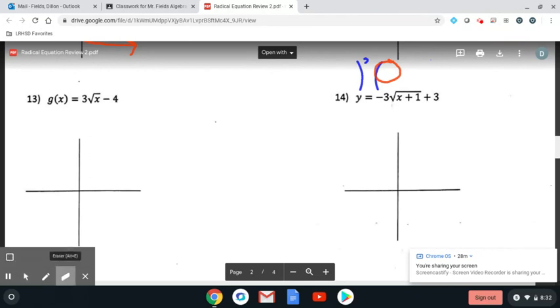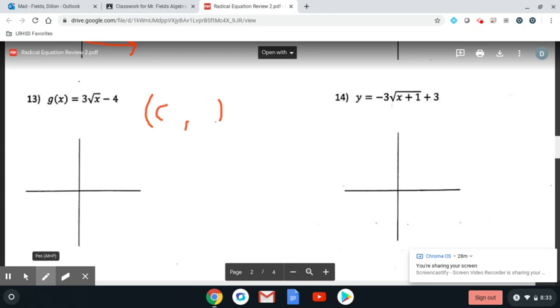Okay, last two we're going to go over are 13 and 14. All right, so when you guys are looking at number 13, same thing, get your starting point. But in this case, it's a little different because nothing's with x under the radical. If you don't see anything plus or minus with x, your x value is just going to be 0. Your y value is going to be a negative 4. So that means that we're going to go down 4, and that's going to be our first point.